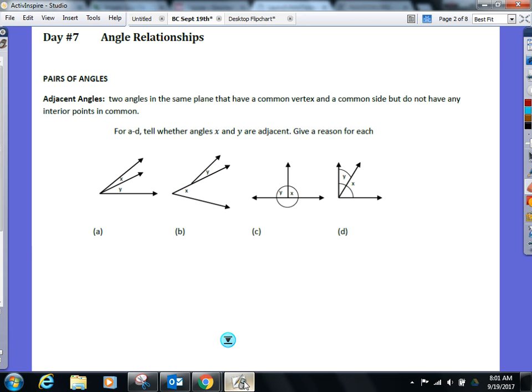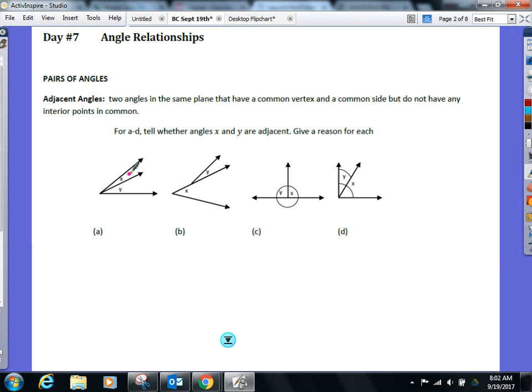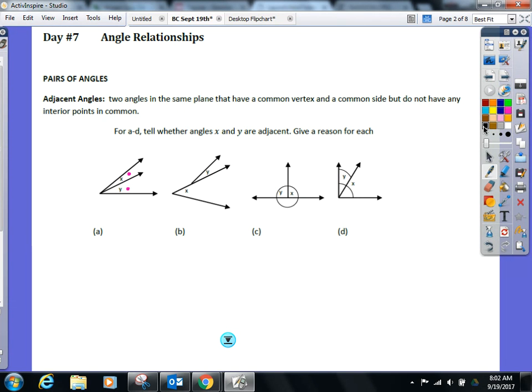Well, do they share the same vertex? Angle X and angle Y, do they share the same vertex? Yes. Do they have a common side? Yes, this one right here. Now, here's what it means by no interior points in common. If I take angle X and put an interior point there, is that also an interior point in Y? No. If I put one in Y, let's put one right there, is that also in X? No. So do you see what they mean by no interior points in common? Okay, so these 2 right here are adjacent to each other.